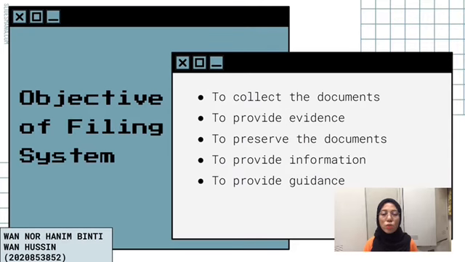Another objective is to provide information. The filing preserves various important documents containing information. The information is provided to the shareholders, customers, suppliers, and government at the time of necessity.